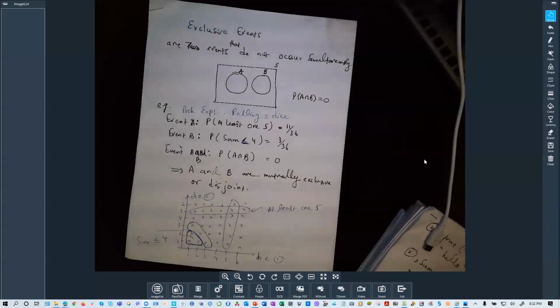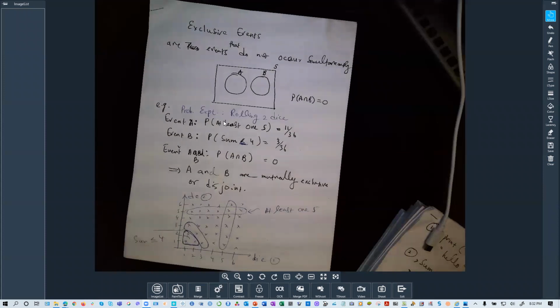I'm going to share the screen. So this one, when I was talking about the exclusive events, we had the sum less than 4 and at least one 5, because I was reading it wrongly yesterday. I think it should be at least one 5. That means at least one 5, or it can have more than one 5.